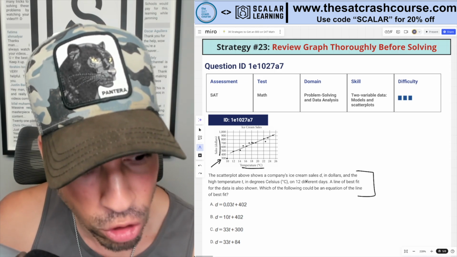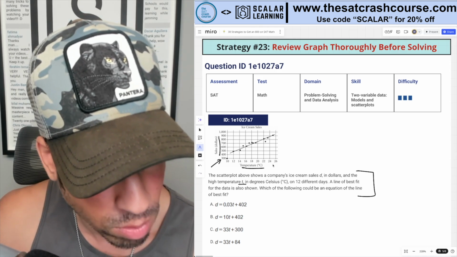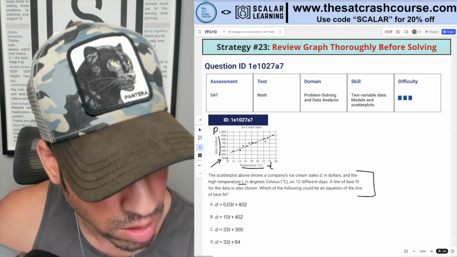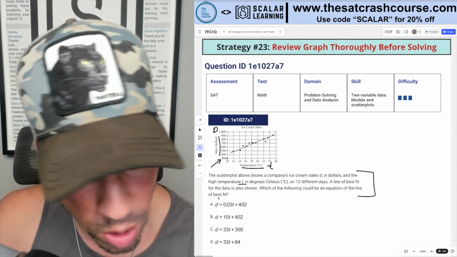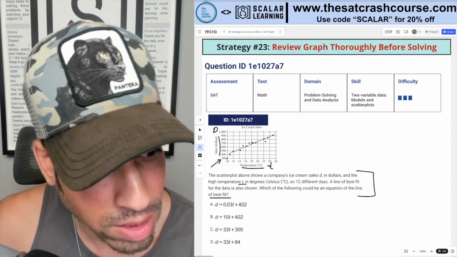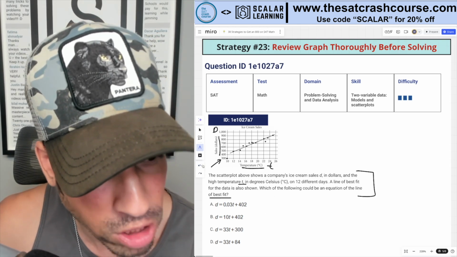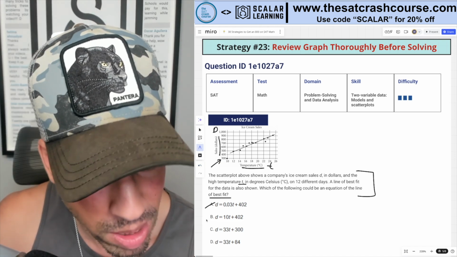So it says the scatter plot shows the company's ice cream sales in D dollars and the high temperature T, which is right here, right? And this is D dollars. On 12 different days, a line of best fit is shown. Which of the following could be an equation of the line of best fit? So again, if you've mistakenly said, hey, my y-intercept is around 400, you'd be zoning into these two. But that's incorrect. A and B are actually wrong.